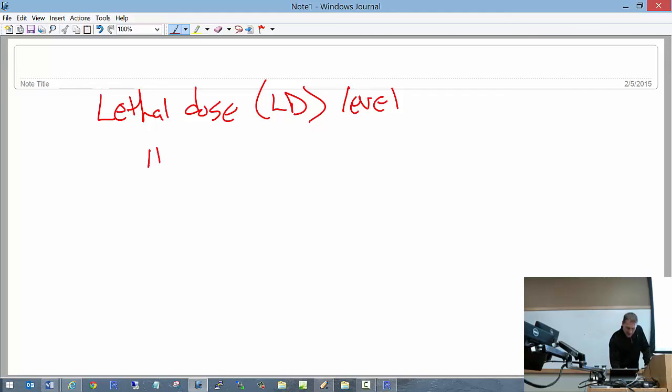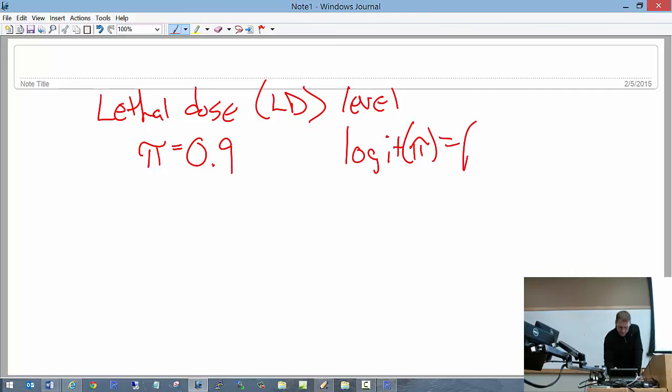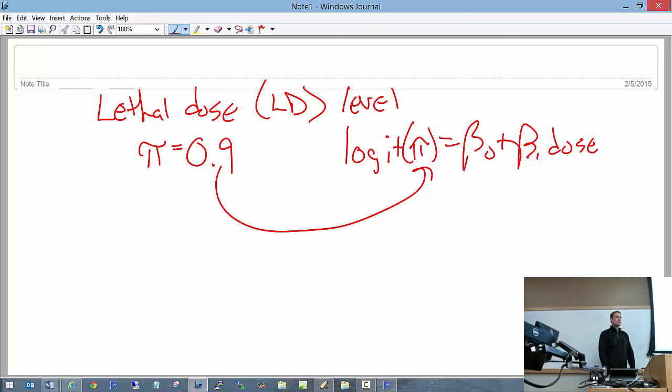In these kinds of problems, it's what's called an inverse prediction problem, in case you've heard of it in another setting, where now you know what pi is, but you want to find what x is. So if pi is 0.9, and this is your model, you put 0.9 in here and you solve for dose. So part A of problem number 21 asks you to come up with a general expression for dose. All of this is just some simple algebra.